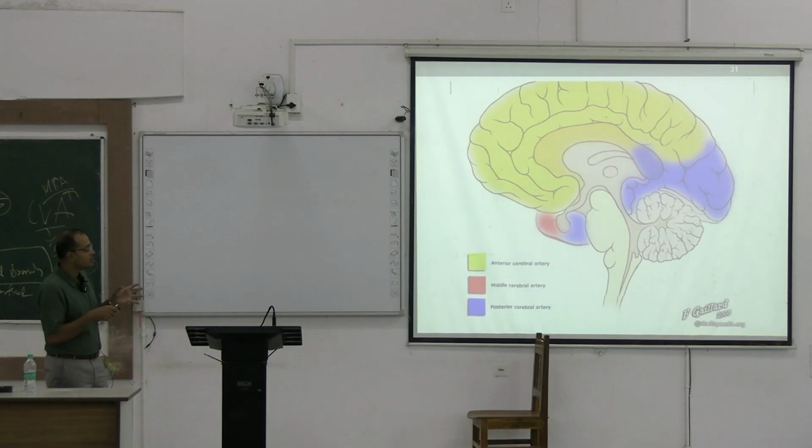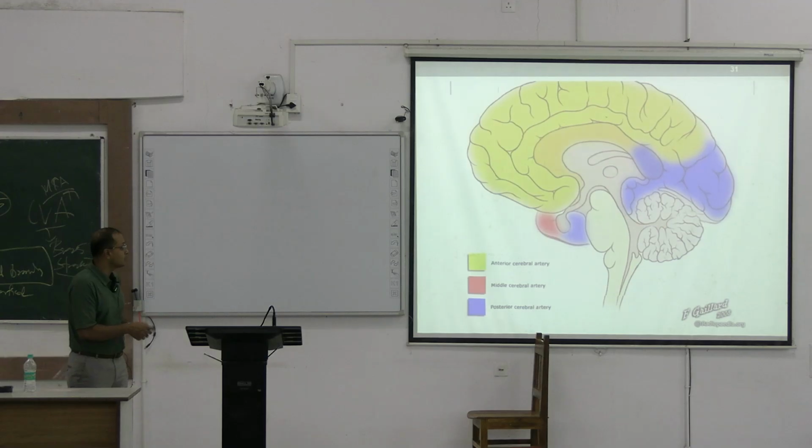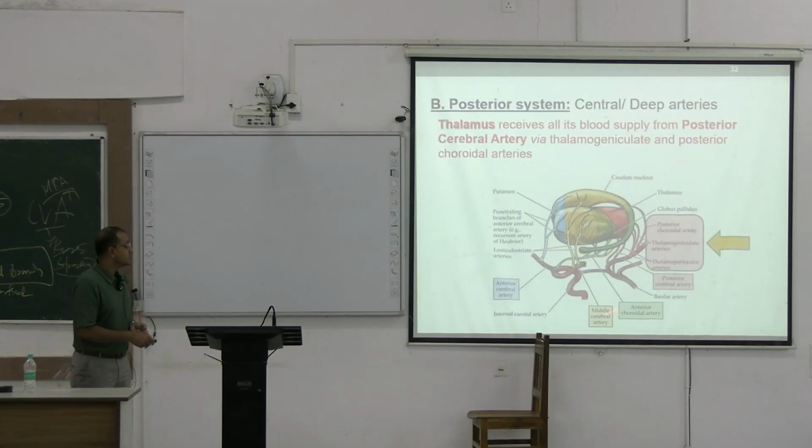The middle cerebral artery supplies deep inside the nuclear formations, which we call the basal ganglia, as well as the network of channels we call the internal capsule. Now what we are talking about here is the thalamus. After this thalamus, we have the caudate nucleus, putamen and globus pallidus over here.